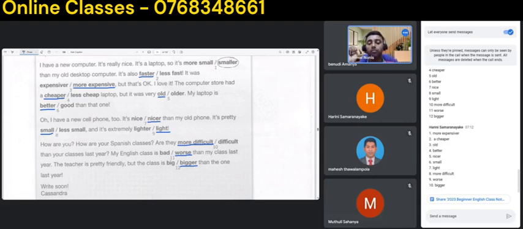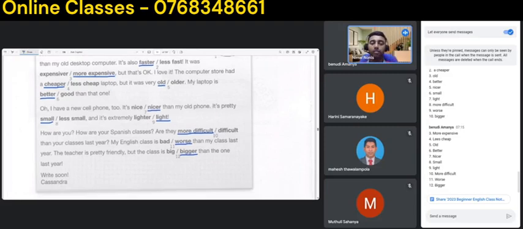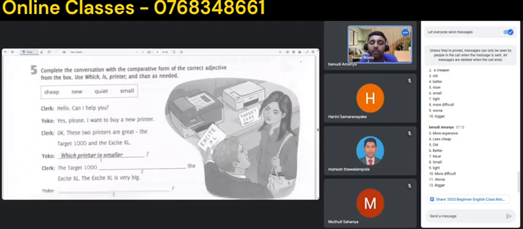Okay, so in all these examples, in all these exercises, we are learning how to use the comparative form of adjectives. Comparative form of adjectives. Okay, let's look at this one.